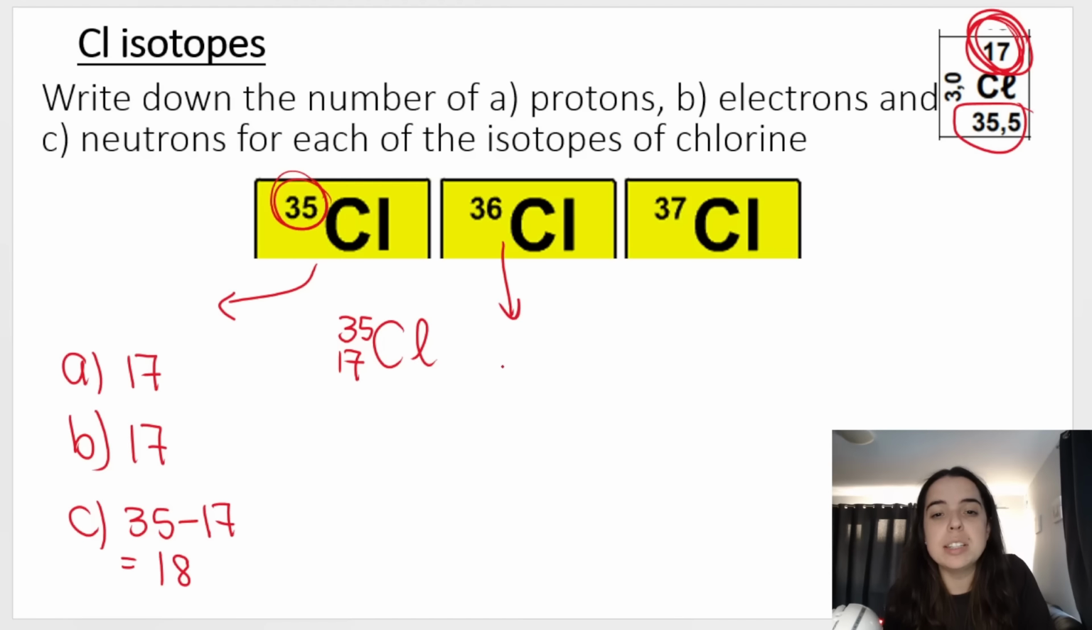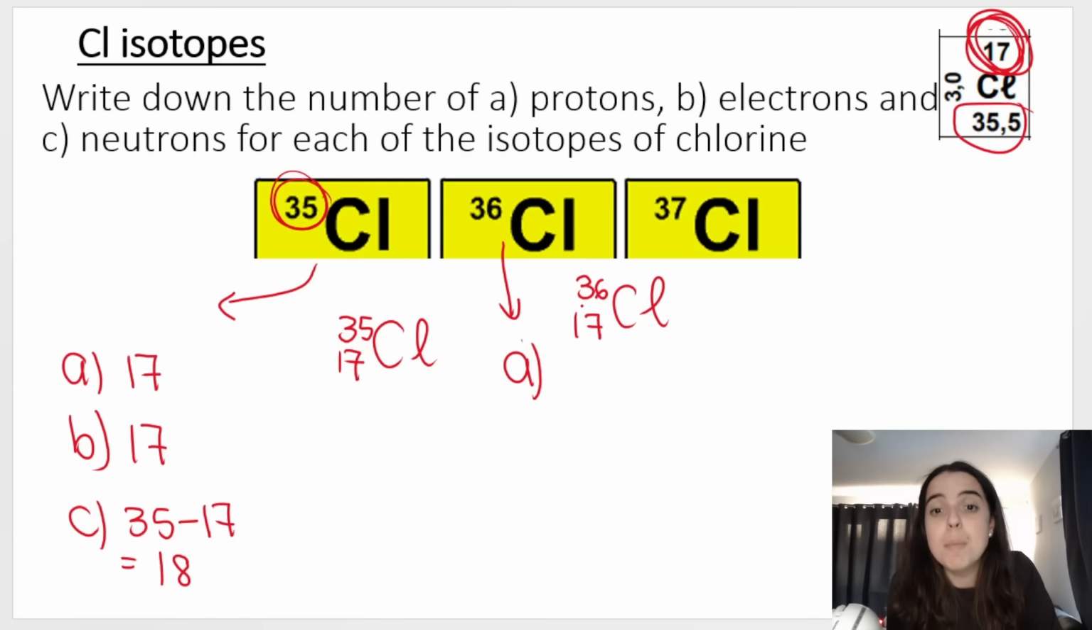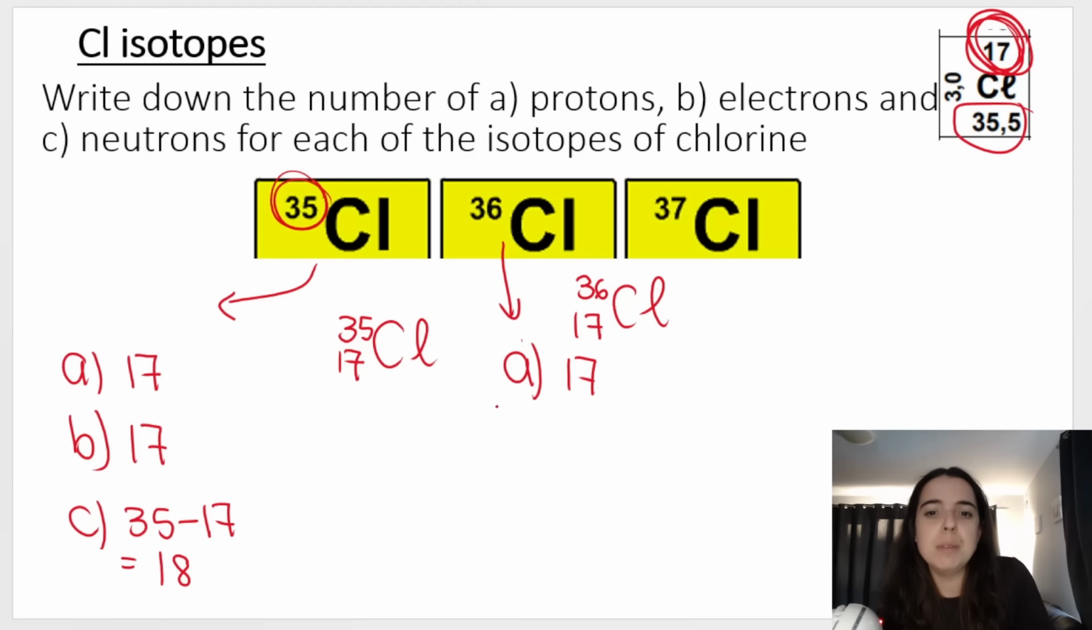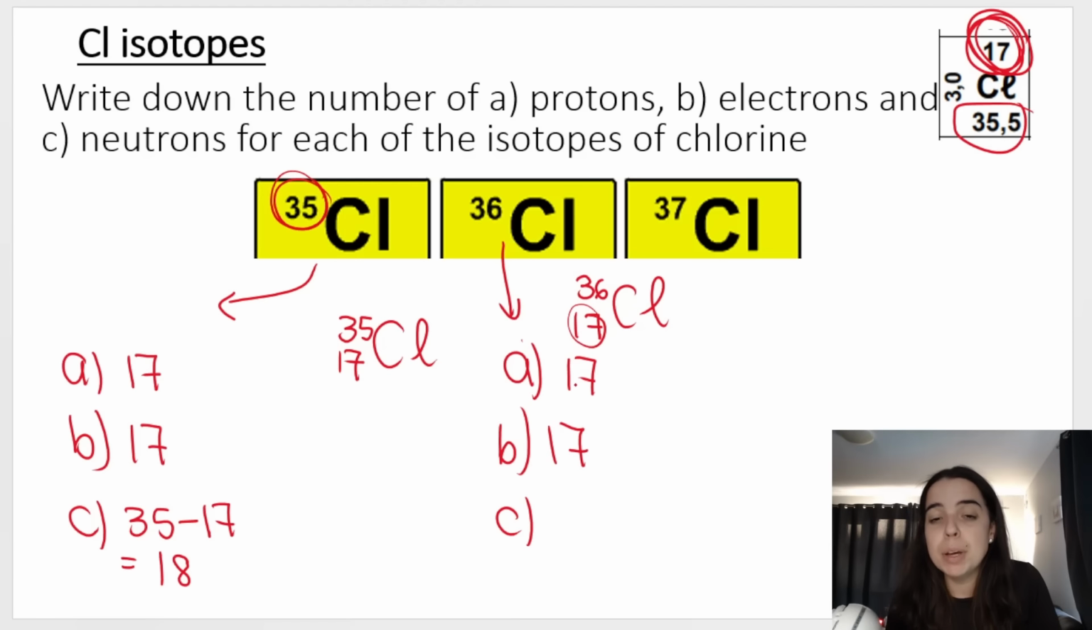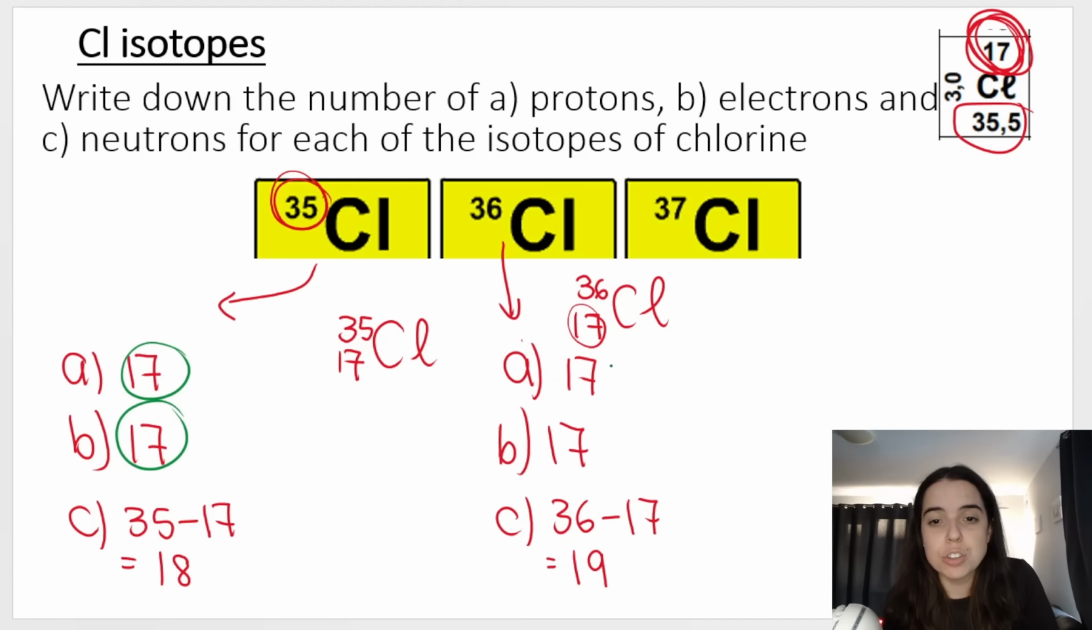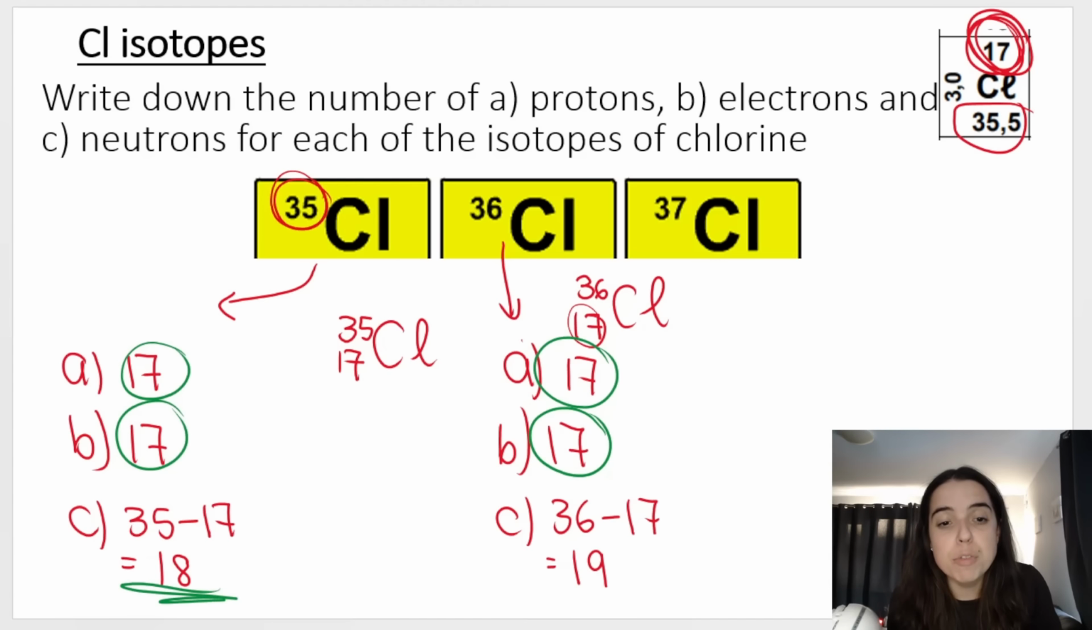Right, Cl36. Now, how would we write that in our AEZ notation? It would be Cl36 would be here. And again, the small number is 17. The atomic mass number is 36, but the atomic number is still 17. That means 17 protons, 17 electrons. Okay, the small number. Then my big number minus small number, so 36 minus 17, that would get me the number of neutrons, and that is 19. So already, I hope you can see that for our isotopes, the number of protons and electrons are the same. Okay, however, the number of neutrons differs.